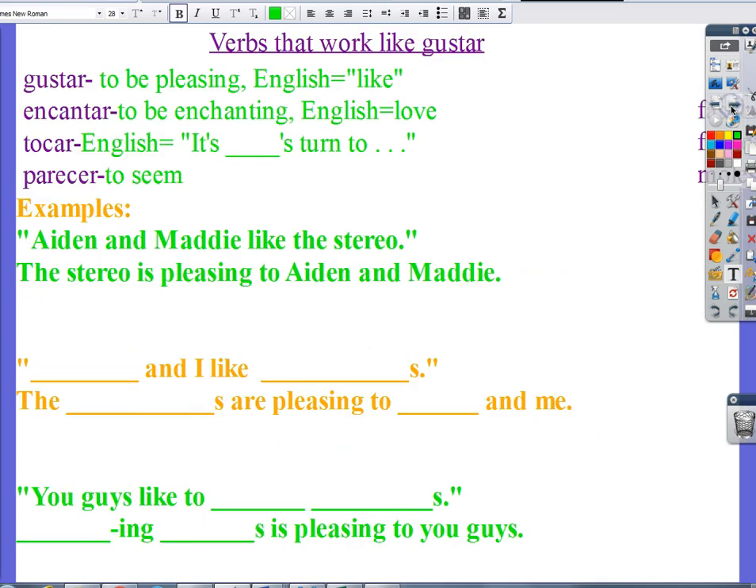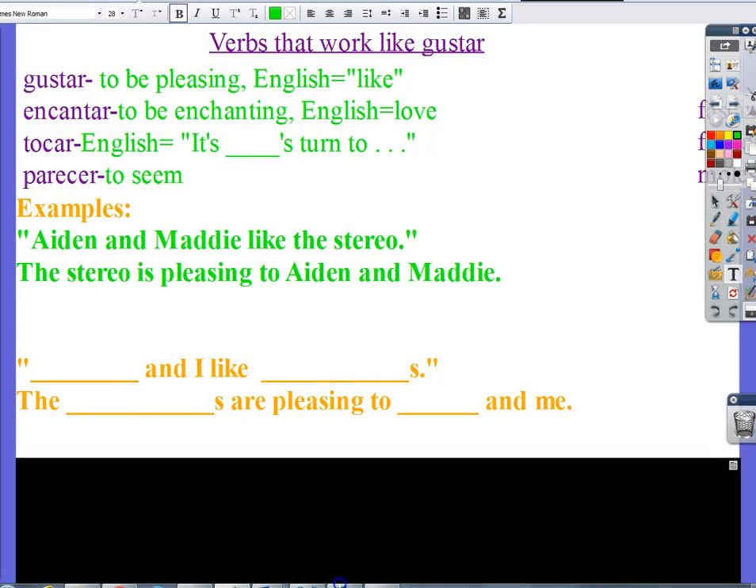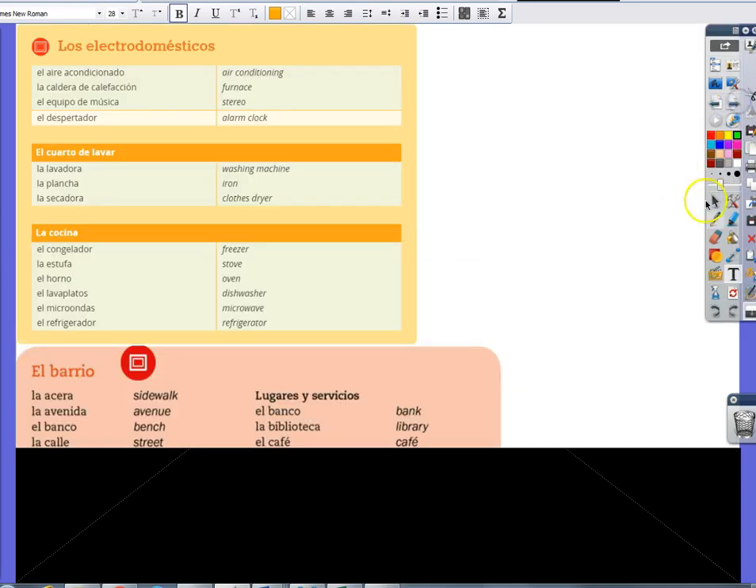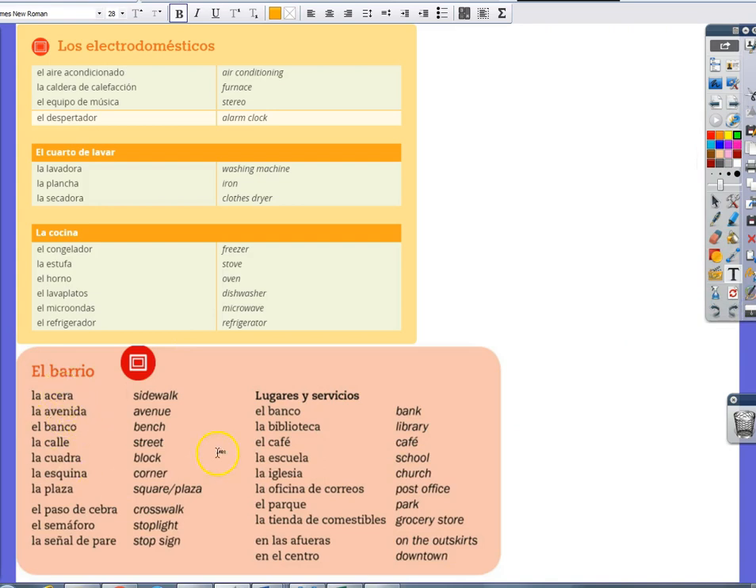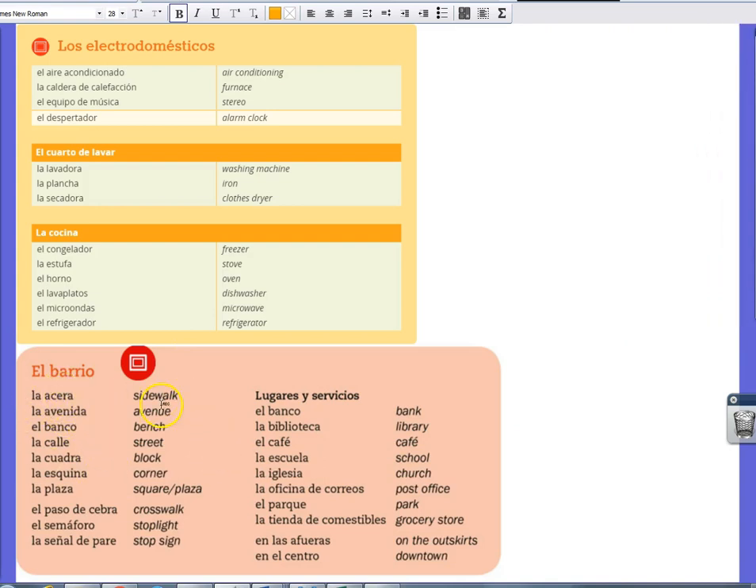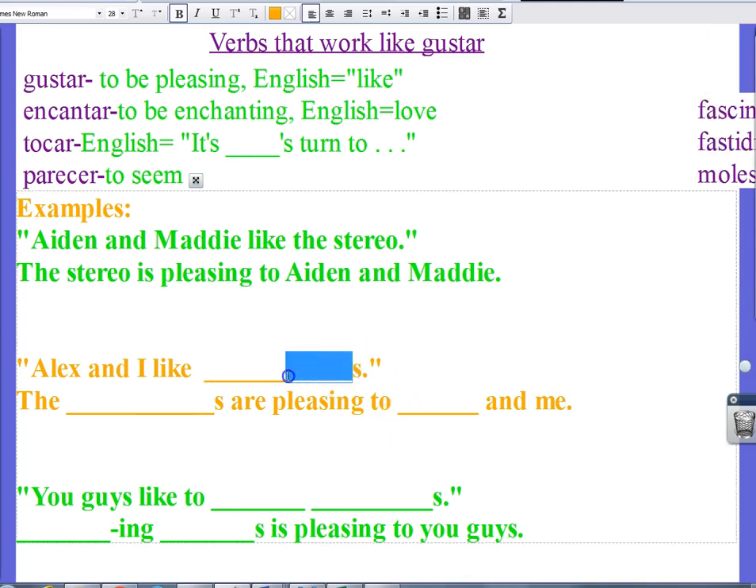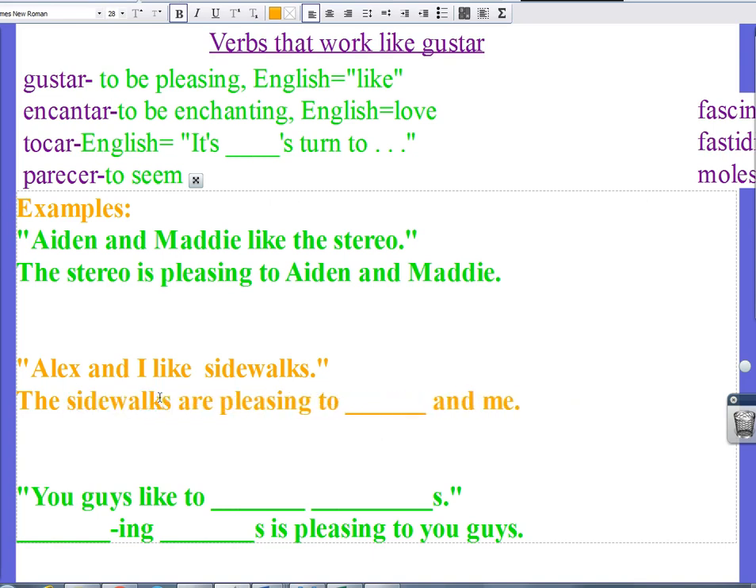Let's try another example sentence. Blank and I like blanks. Alright, let's draw another name. Alex. Alex and I like, let's use some more vocab. This time let's go to the neighborhood box. Sure, like sidewalks. It was the first thing that I saw. Sounds good. Like sidewalks. Okay, so if you're rephrasing this, the sidewalks are pleasing to Alex and me.